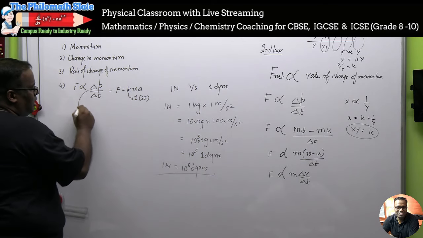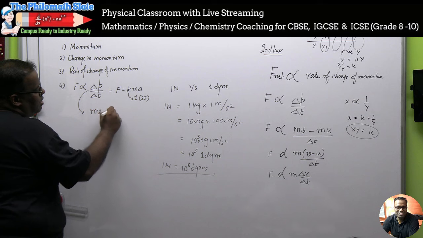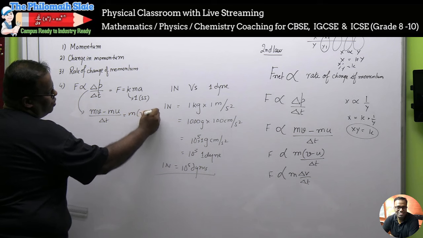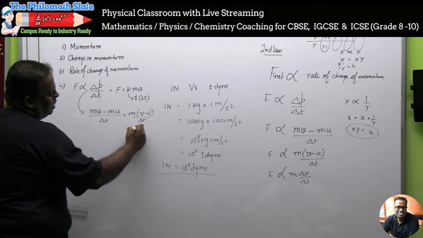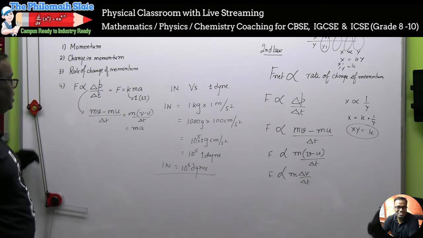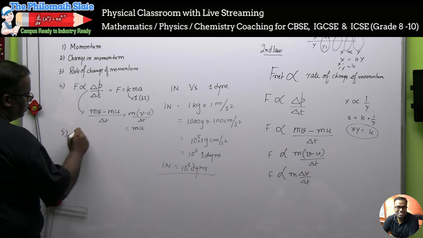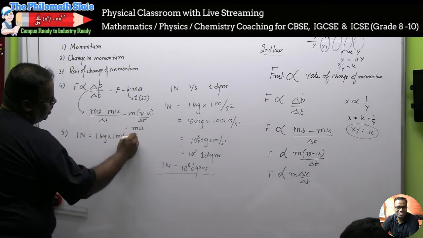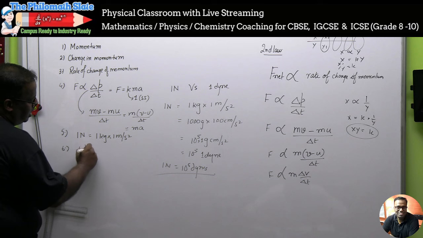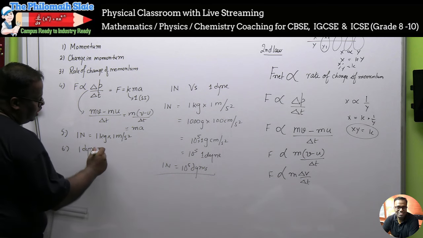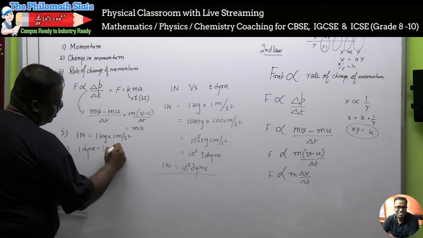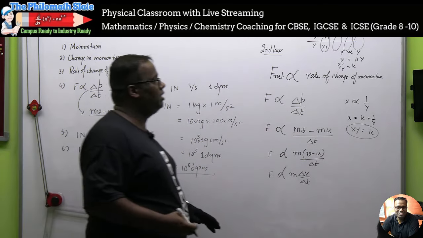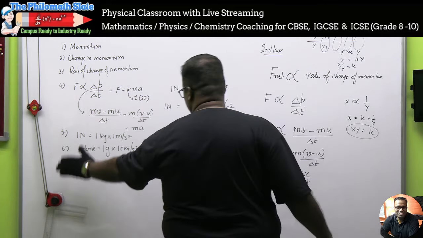If you still think that you need derivation help, mv minus mu divided by delta t, which is m common, v minus u by delta t. I think by now you know this is m into a. ठीक है. Fifth thing that you learned is that 1 Newton is 1 kg multiplied by 1 meter per second square, and you also learned that 1 dyne, not Diane, Diane मतलब चुड़ैल, ये dyne है भाई साहब. 1 gram into 1 centimeter per second square. Clear sir? So far, check yourself on all these 6 balai.